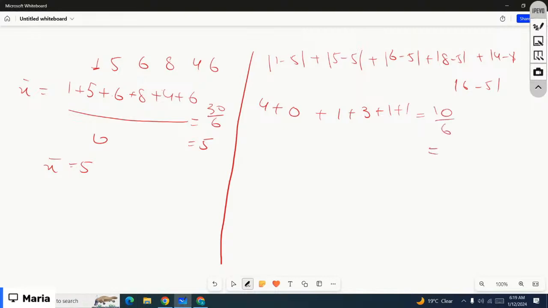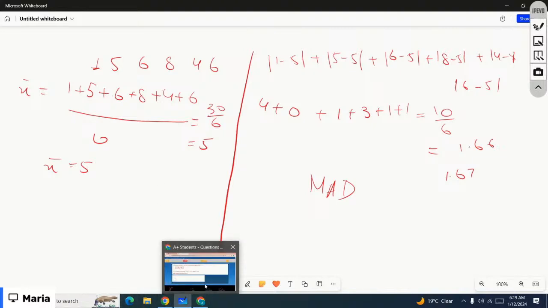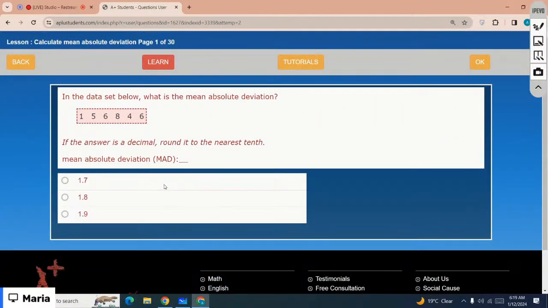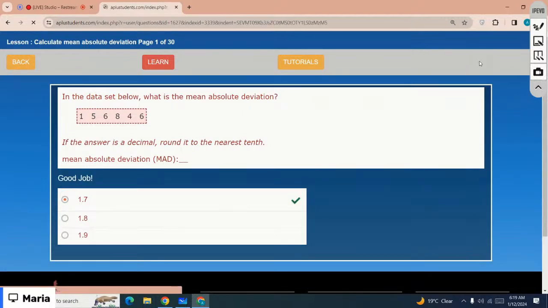The number of values is 6, so divide by 6. So 10 divided by 6 is 1.66, or you can round it off to 1.67. So this is the mean absolute deviation. Got it? That's how you calculate the mean absolute deviation. Got it? The correct option is 1.7. You can round off the number to 1.7. So the correct option is 1.7. Got it?